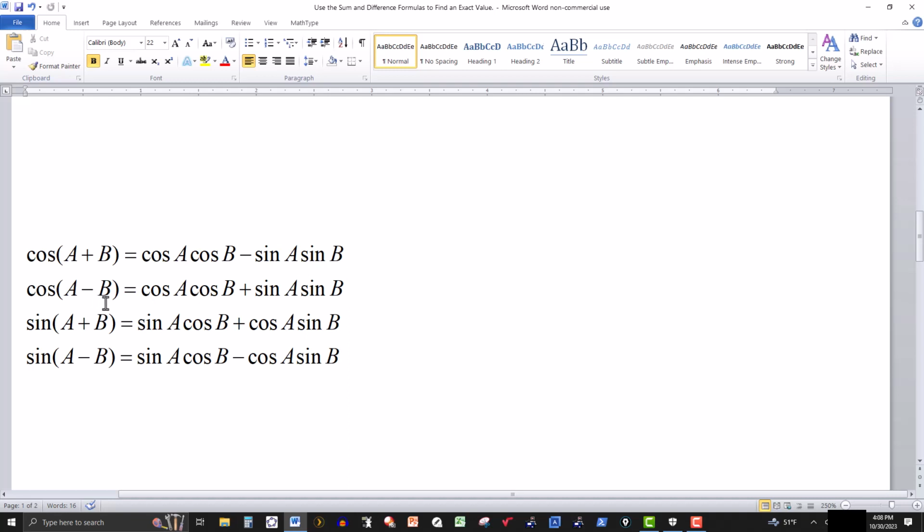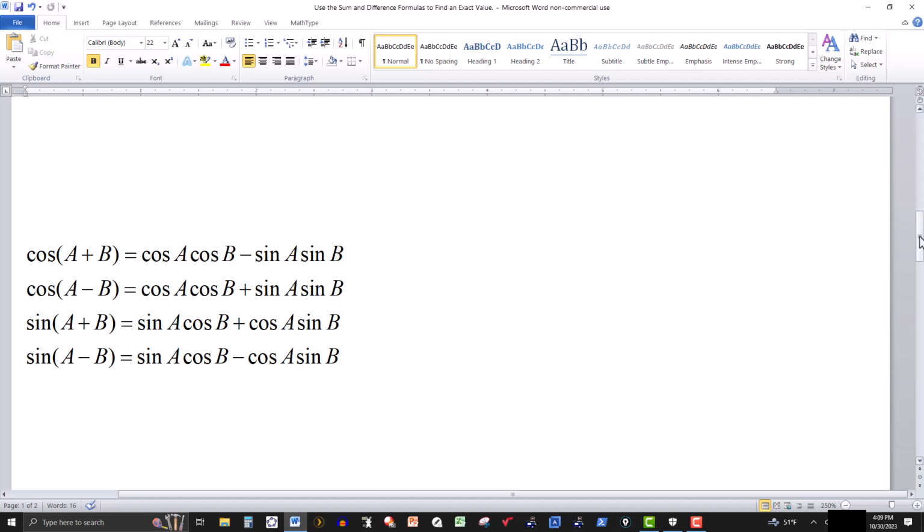Cosine of a difference of two angles, here A and B are angles, breaks down into this. Sine of A plus B, we have this formula. Sine of the difference of the angles A and B breaks down this way. You see there's not much difference between the first two other than the sign, minus plus, and the same thing with the sine of A plus B and A minus B, plus minus there.